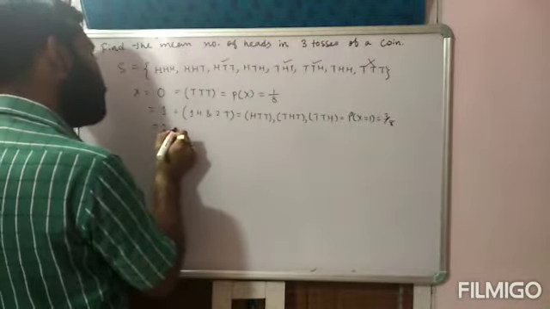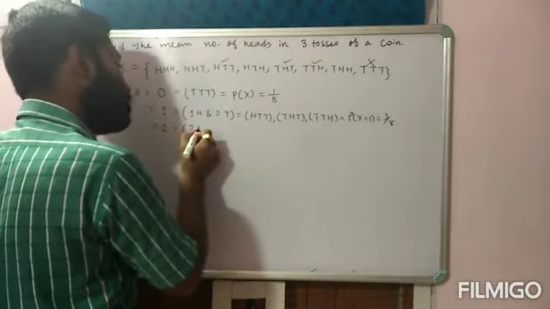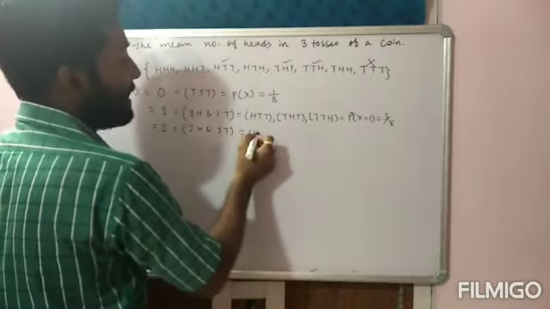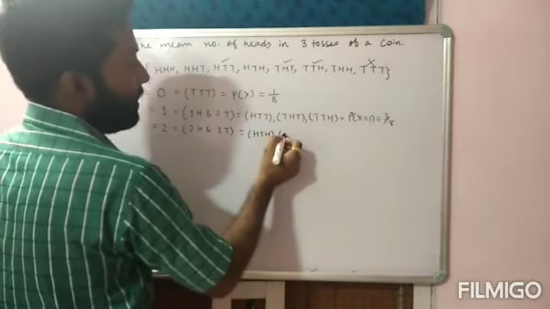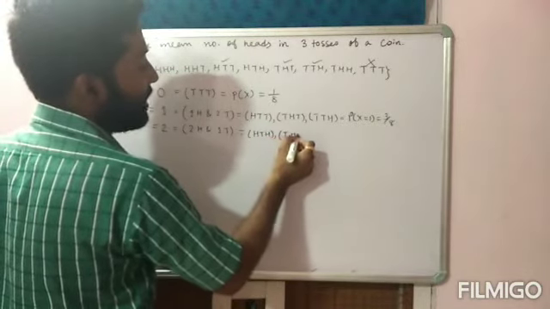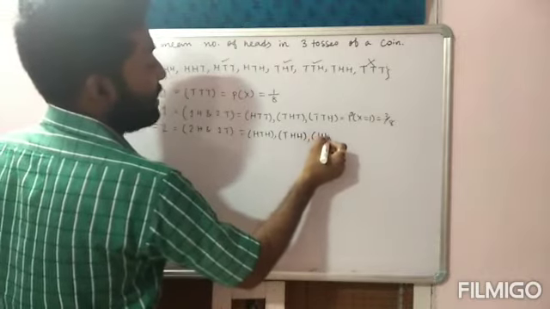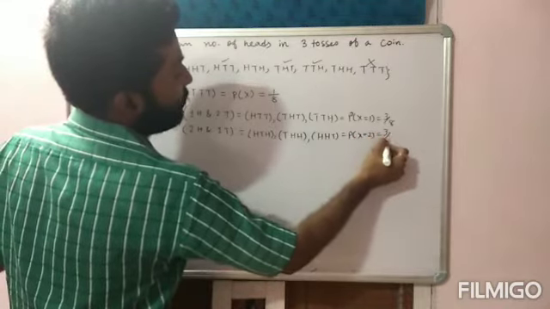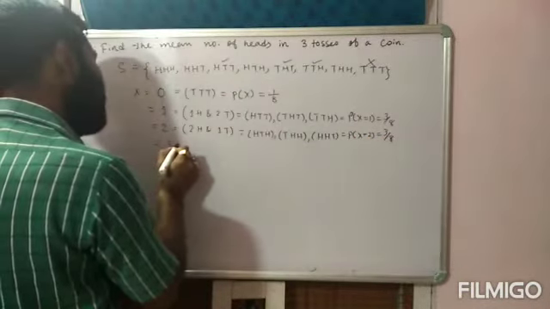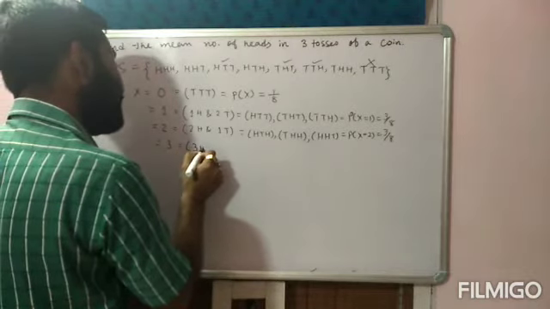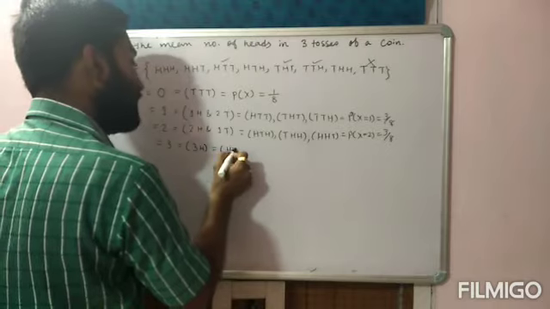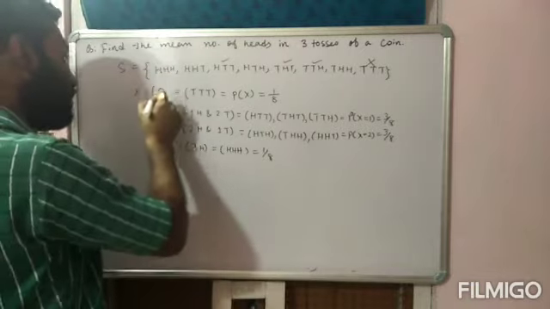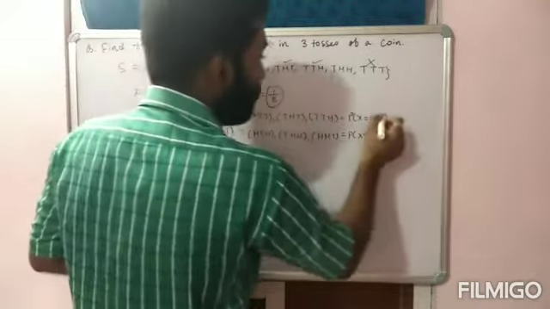Then put X equal to 2. X equal to 2 means 2 heads and 1 tail. That is HTH, THH and HHT. So P of X equal to 2 is equal to 3 by 8. And after that put X equal to 3. X equal to 3 means 3 heads. 3 heads means there is only one sample point, that is 1 by 8. Okay, so these are the values of X and these are the values of P of X.